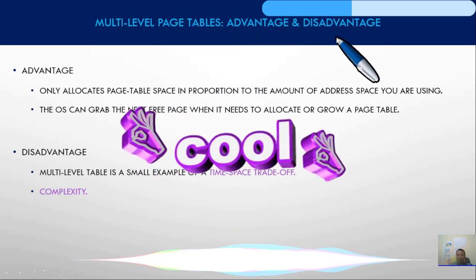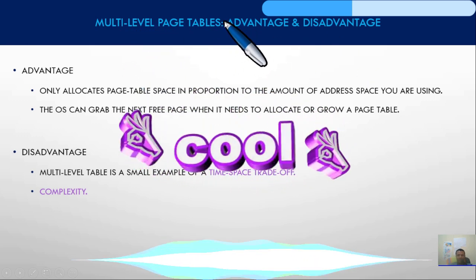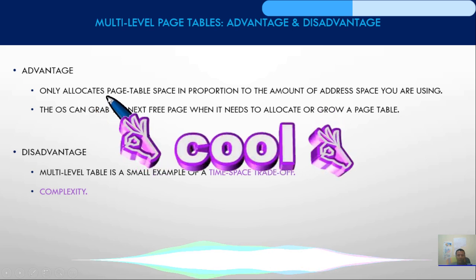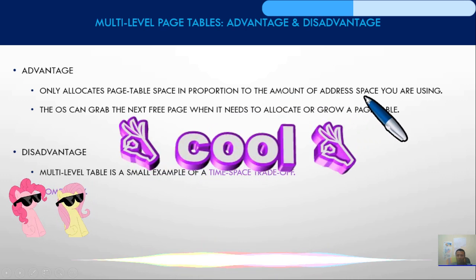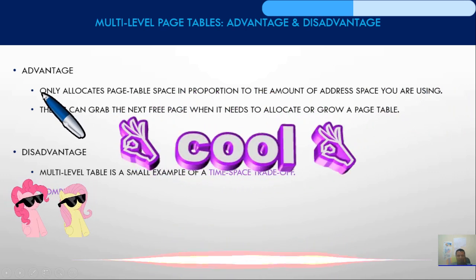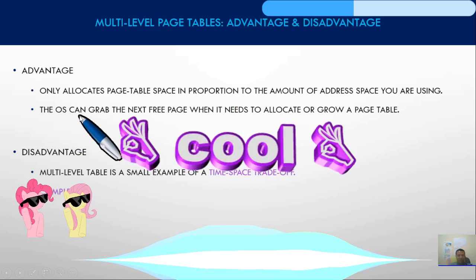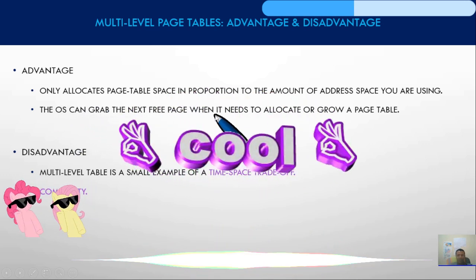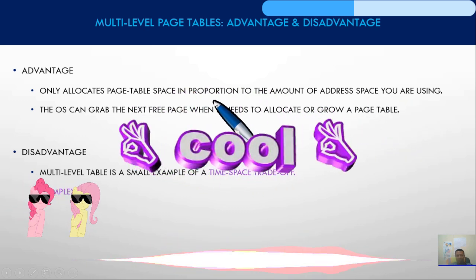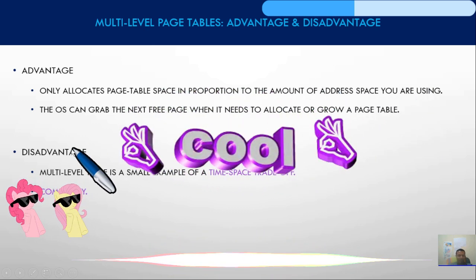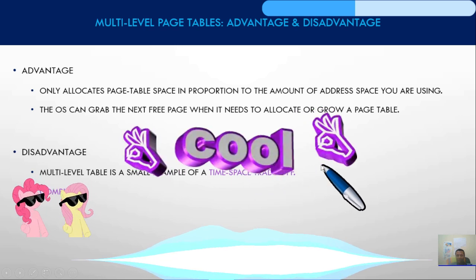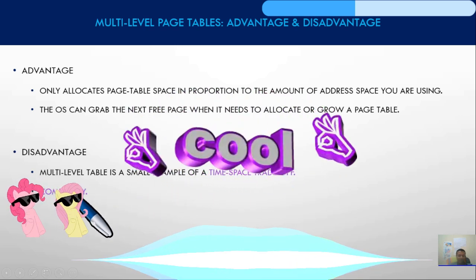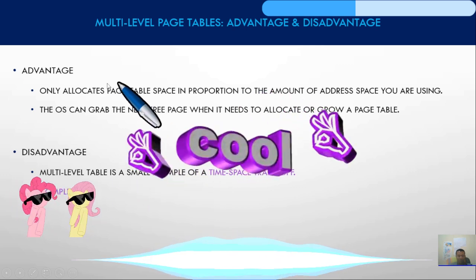So what are the advantages and disadvantages of a multi-level page table? The advantage is that it only allocates page table space in proportion to the amount of address space you are using. Again, the operating system can grab the next free page when it needs to allocate or grow a page table. These are the two advantages. The disadvantage is that a multi-level table is a small example of a time-space trade-off, and it adds complexity. So these are the two disadvantages we have.